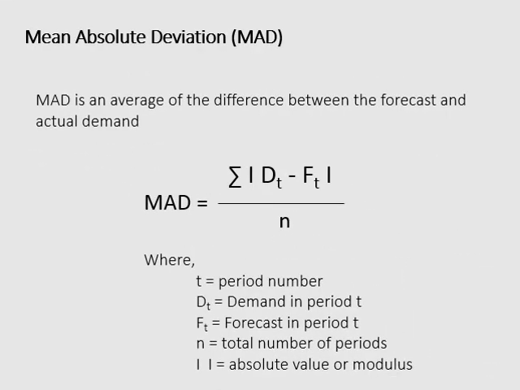Mean absolute deviation. Mean absolute deviation or MAD is an average of the difference between the forecast and actual demand. MAD is calculated as summation of absolute value of errors divided by N, as shown in the formula. As we understand, absolute value negates the effect of negative values.